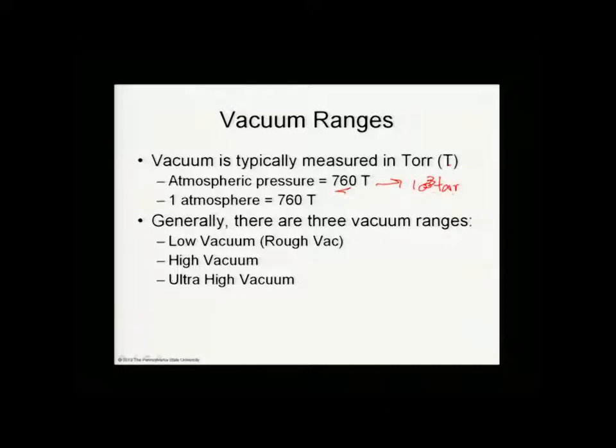Generally speaking, when you lower the pressure below this, you're creating a vacuum. There are three vacuum ranges that people talk about. There's low vacuum, which is not a very good vacuum, also called a rough vacuum. Then there's high vacuum, which is pretty good, so this number 10 to the 3 has really gone down. And then there's ultra high vacuum, where this number has really gone down. We've removed molecules, so the pressure goes down: rough vacuum or low vacuum, high vacuum, ultra high vacuum.